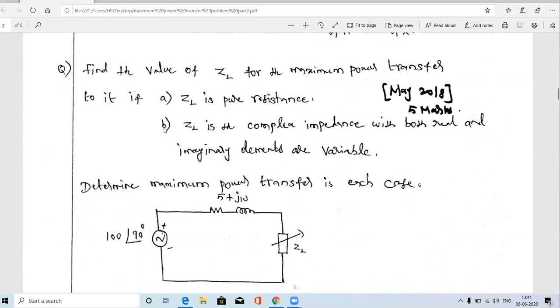Two conditions are given. What are the conditions? First, ZL is pure resistance. The second condition is the load ZL is a complex impedance with both elements variable. Under these two conditions, we have to find the value of ZL for maximum power transfer.